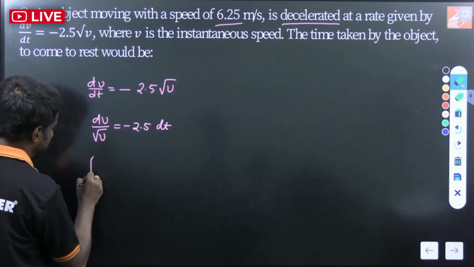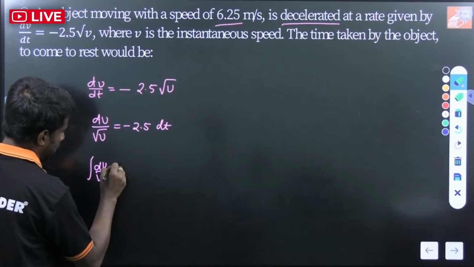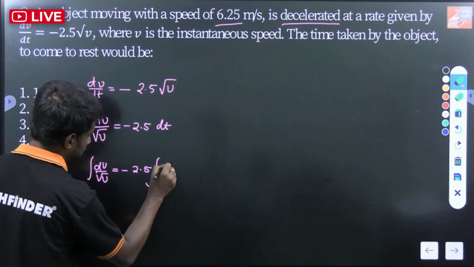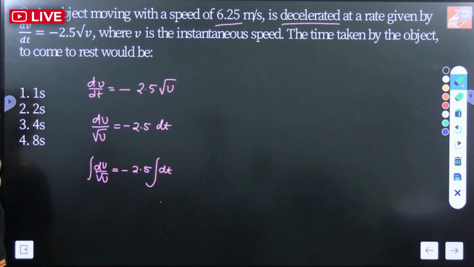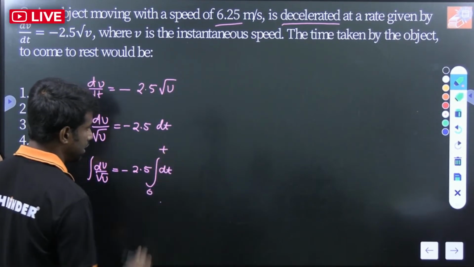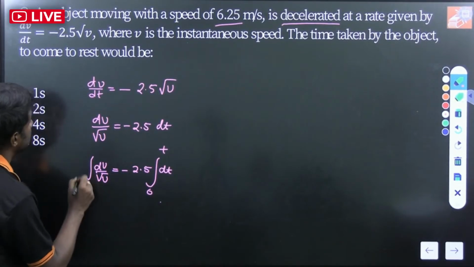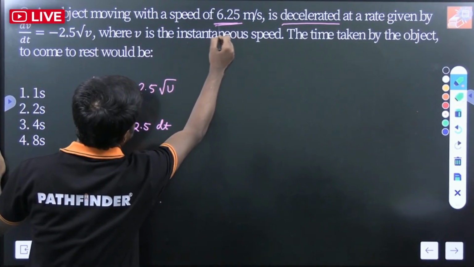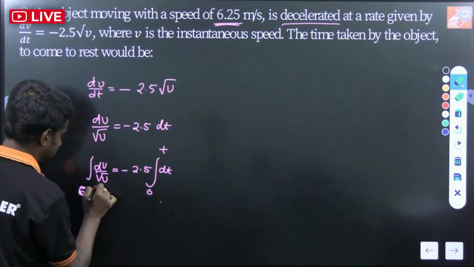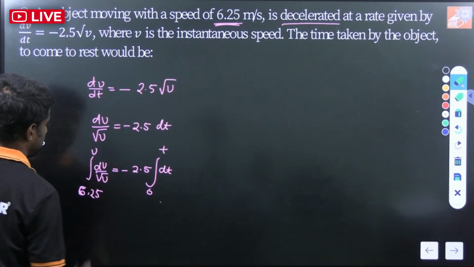So now if you integrate both sides, dv by root v equals minus 2.5 integration dt. We started from t equal to 0, an object moving with a speed, so the limits go from 0 to t. After t time we are finding the velocity, starting from the initial speed of 6.25, and this one is our final velocity.